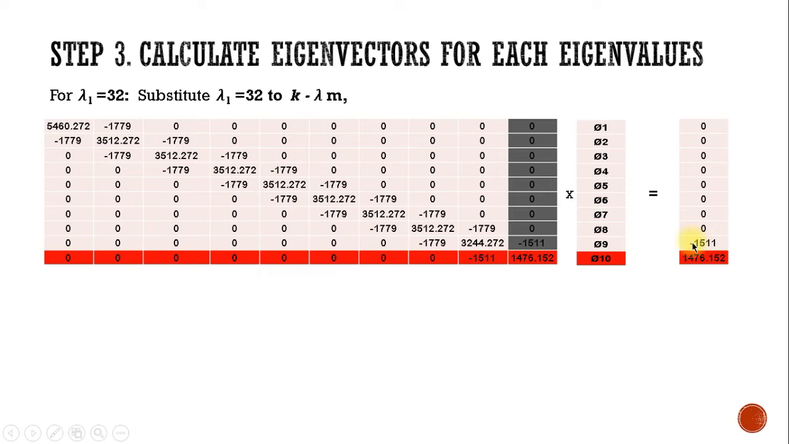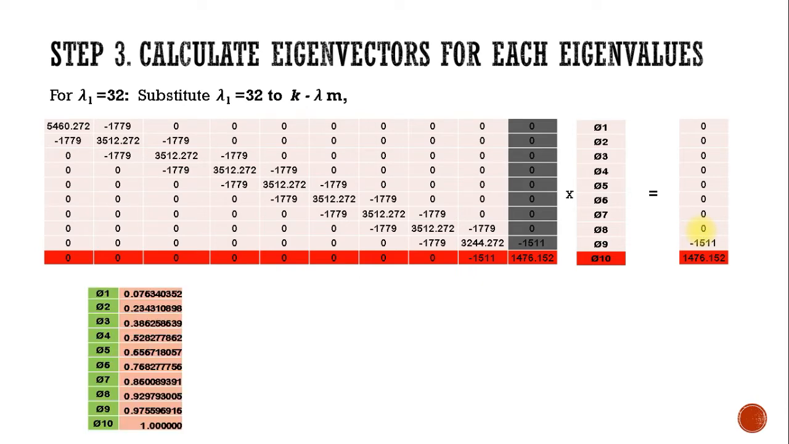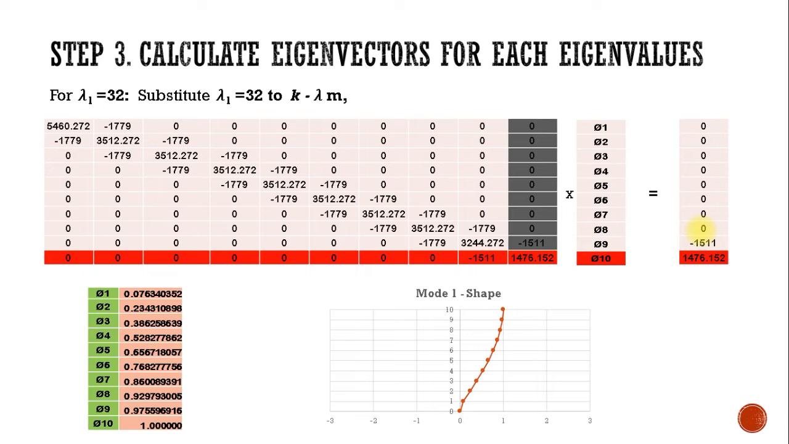So we're going to transfer this column sa kabila ng equal sign natin. So magiging positive yung 1511. By solving this, you can get the eigenvectors here. So we're going to get the inverse of this and multiply it into this vector. So by that calculation, we can solve the eigenvectors for mode 1. And for mode shape, ito naman yung magiging mode shape for the eigenvalue which is equals to 32. So nag-satisfy siya sa mode 1 since nag-intersect lamang siya into the origin of our graph.